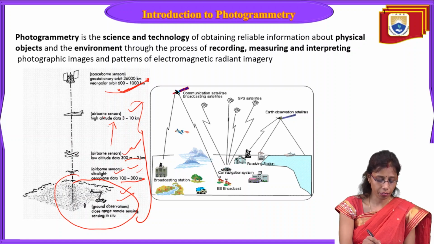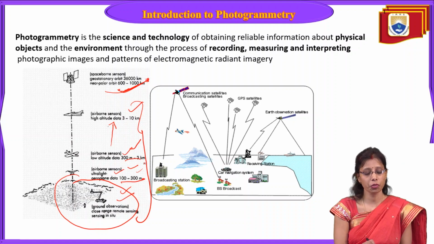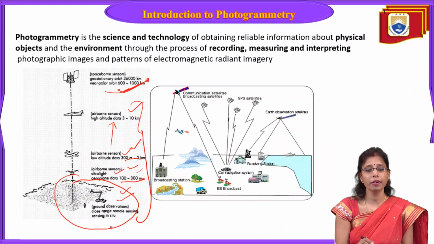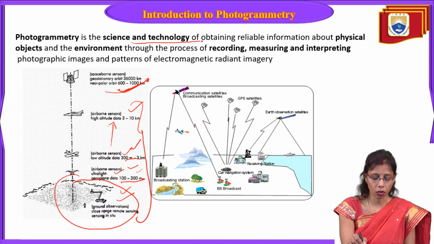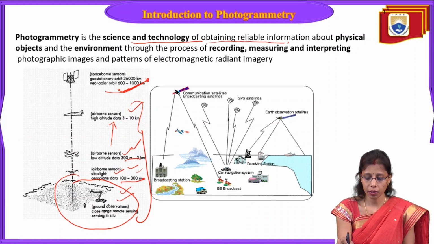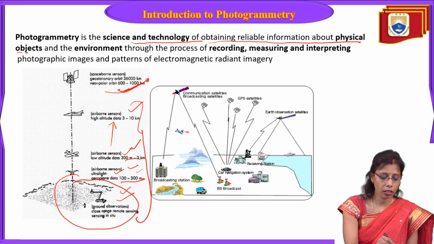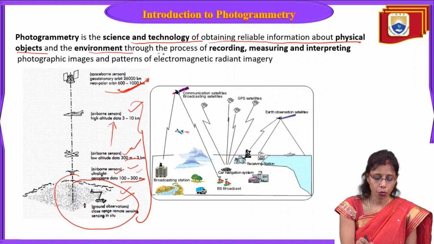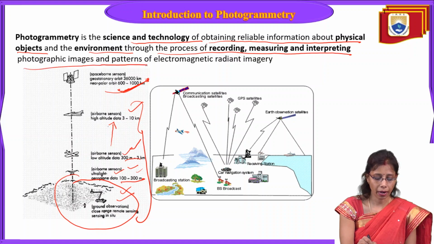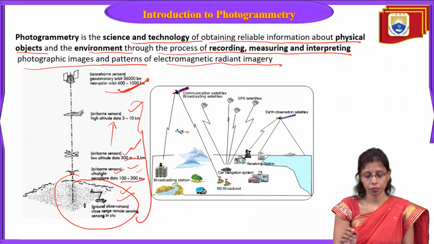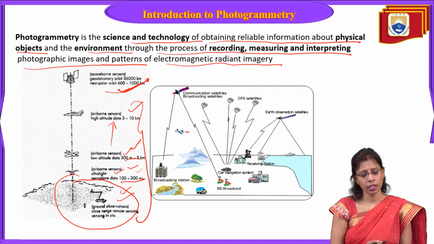So these are all different platforms where the images are captured without touching the object. So these are all remote sensing. Photogrammetry is one part of remote sensing where objects are captured without touching them. If you define photogrammetry, it is the science and technology of obtaining reliable information about physical objects and the environment through the process of recording, measuring, and interpreting photographic images and patterns of electromagnetic radiant energy. So this is why we call it photogrammetry.